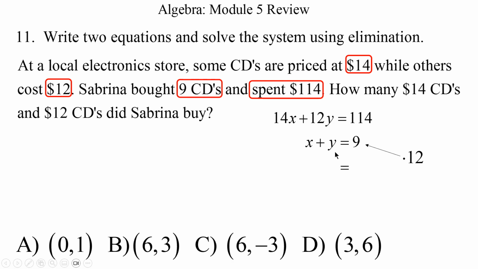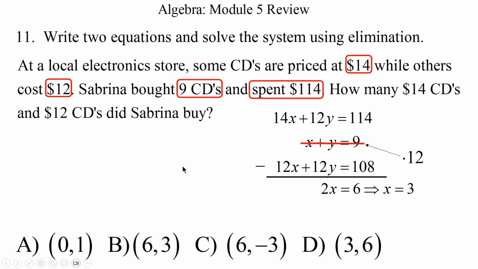So that'd be 12x plus 12y, and 9 times 12, that'd be what? Is that 108? There you go. Now I'm going to cross this out just momentarily so I don't get confused. And I look at these 2 equations, and if I subtract them, my y's will cancel out. So I'm going to go 14x minus 12x would be 2x. 114 minus 108 would be 6. And 2 times what number is 6? That would be a 3. So my x is 3. So if the x is 3, now I'm going to go back to this equation I crossed out. 3 plus what number is 9? The y's got to be a 6.